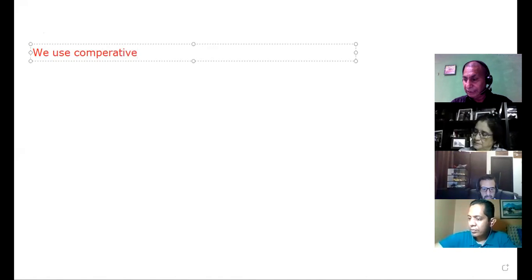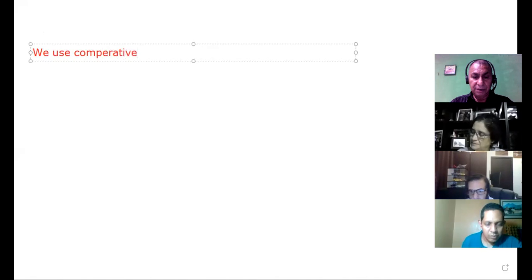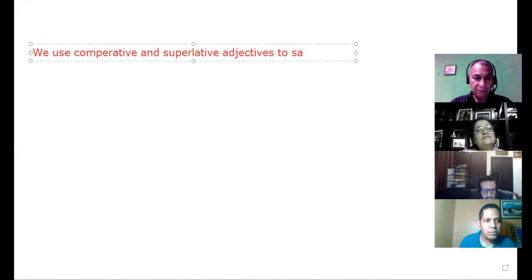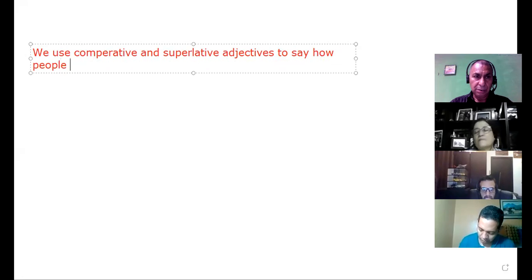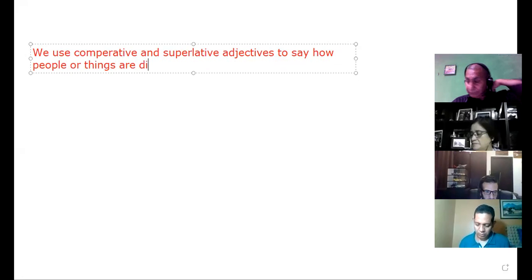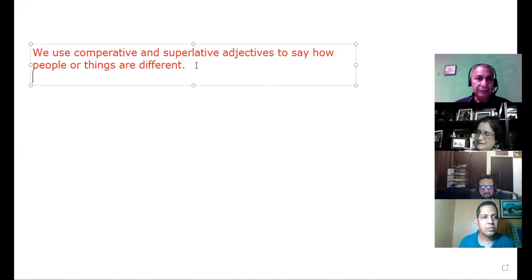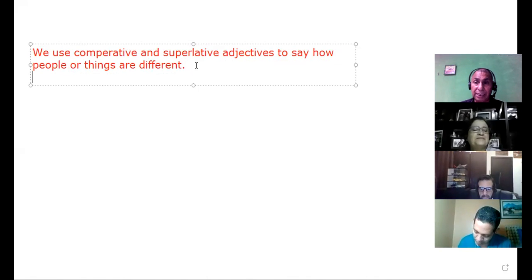We use comparative and superlative adjectives to say how people or things are different. So that's what we're going to be talking about tonight: comparative and superlative adjectives, their rules, and how to form them.